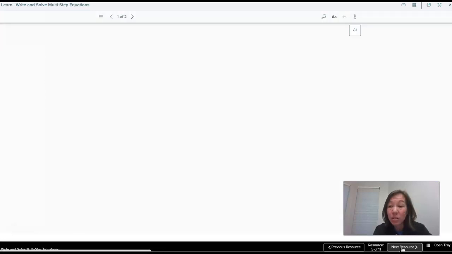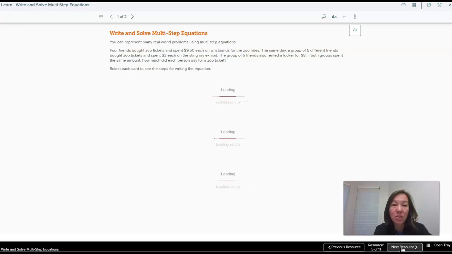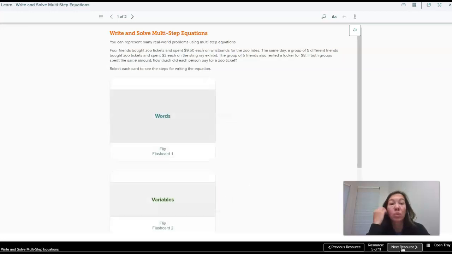Again, we're going to write the equation first, and then the solving is just like we've been doing over the past several days. So we can represent many real-world problems using multi-step equations. And before I forget, you guys want to follow along in your books on page 151. So this is on page 151.